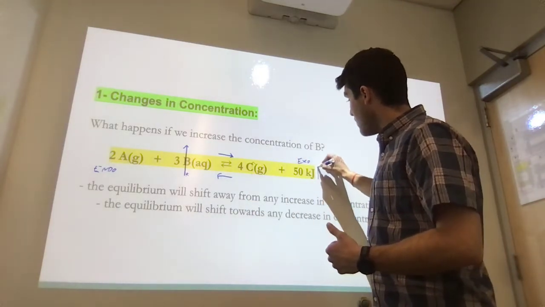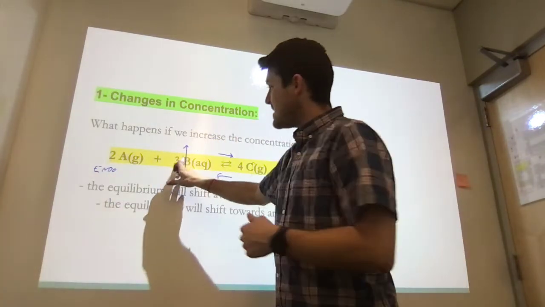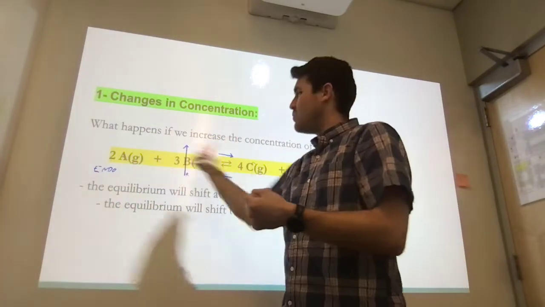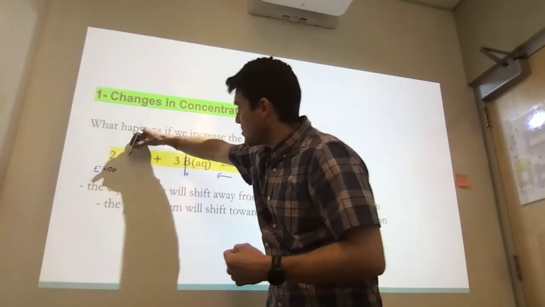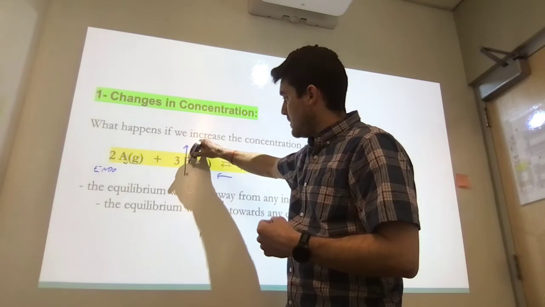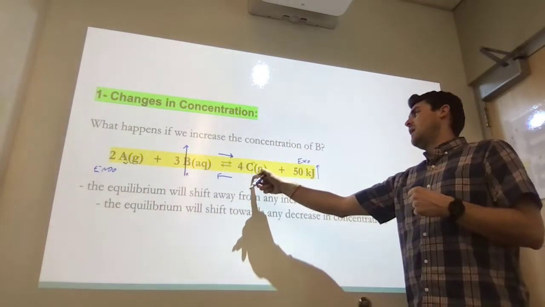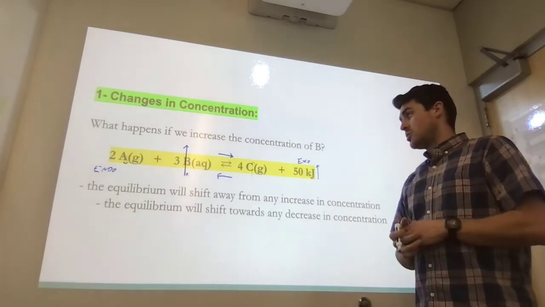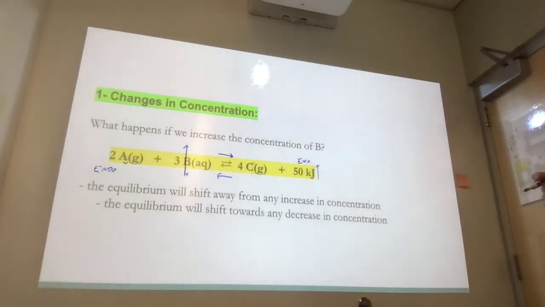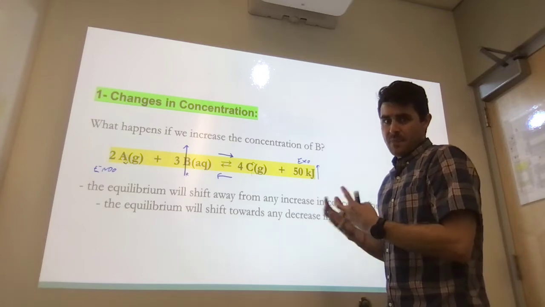I'm going to create more energy, and in order to do that, B has to react with A. So B brings A along with it, so we actually see a decrease in A. I'll see an increase in B, and then B is going to also decrease to shift and create C and some energy. So the equilibrium will shift away from an increase in concentration, or it will shift towards a decrease in concentration. This is most similar to our goldfish example, all right?